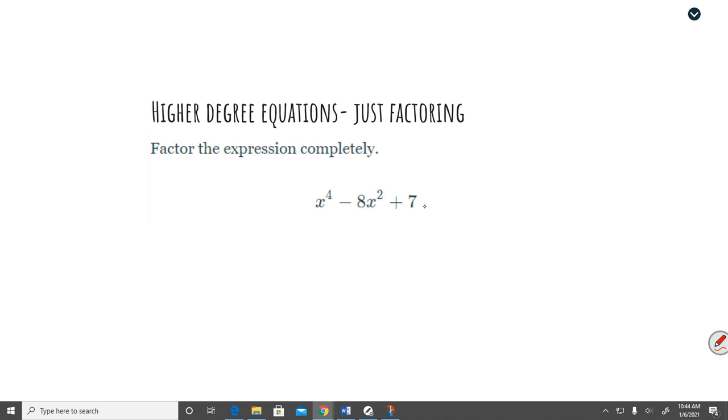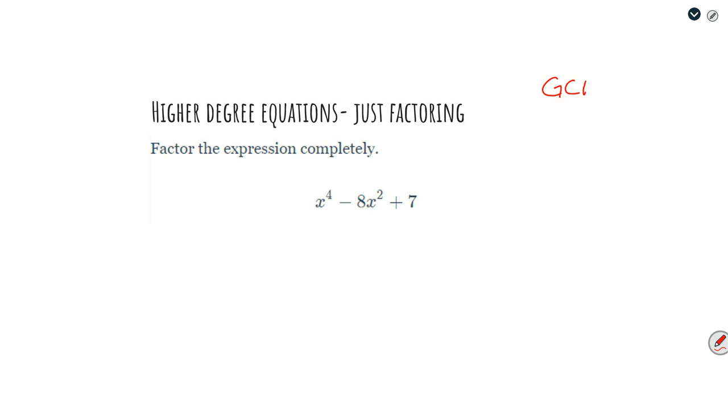First of all, is there a greatest common factor? The coefficients are 1, -8, and 7. They don't have any factors in common. And all three terms do not have an x, so there's no greatest common factor. So now, how many terms? I've got three terms, so I'm going to break this into two binomials.